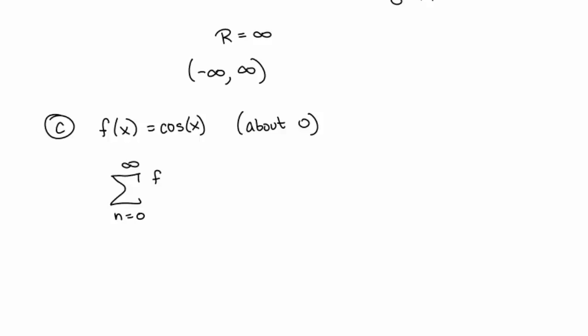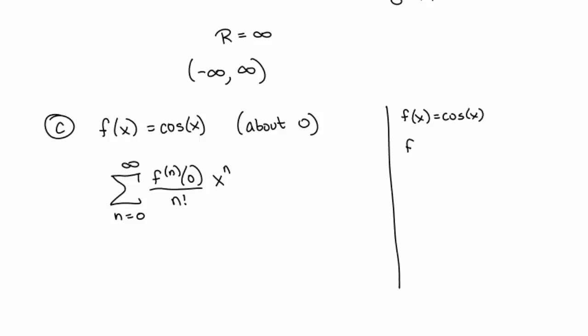Maclaurin series expansion is this, where you have the nth derivative evaluated at 0 over n factorial, and then you have x to the n, x minus 0 technically to the n. Okay? And so we're going to go ahead and take a look at the patterns for the derivatives. So again, as an aside, the function itself is cosine. So its first derivative is negative sine.